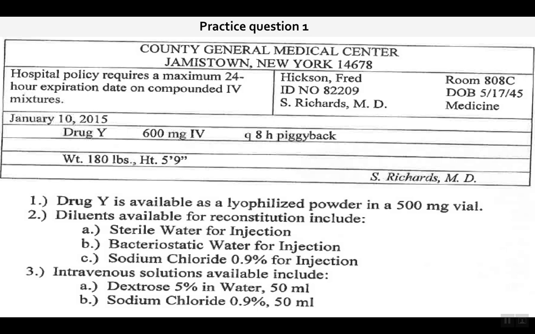So when you get the prescription for the IV preparation, it's typically going to look just like this. You're going to have the hospital name at the top, the hospital policy, which is very important. I will come back to this later on. And you have the patient's information here also. Now, in the body of the prescription is where you have the drug, right? So in this case, we have drug Y, and it's 600 milligrams IV. And you're given it every 8 hours.